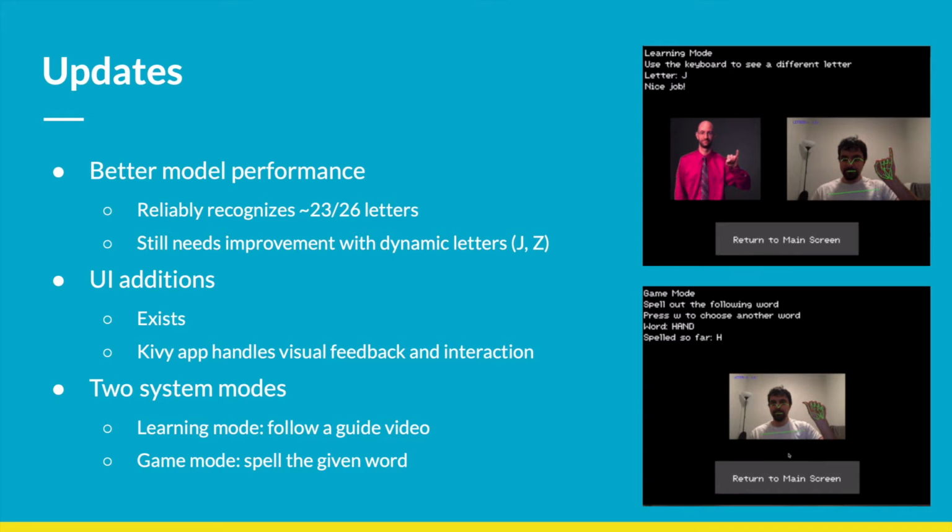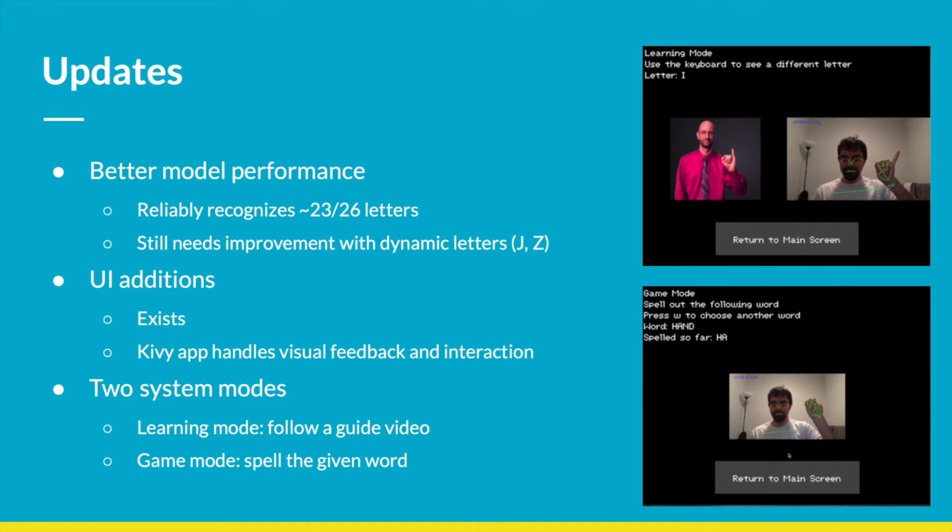Finally, there are now two system modes. The learning mode goes through each letter of the alphabet and displays a guide video for you to follow. If you signed a word correctly, you move on to the next letter. You can also jump to a specific letter using the keyboard. In the game mode, you are given a word to spell out in ASL. The text at the top shows you what you've spelled so far, and you can try a new word by pressing W. The class feedback from the prototype demo was really helpful in designing these two new modes.